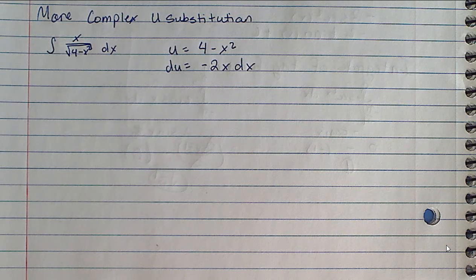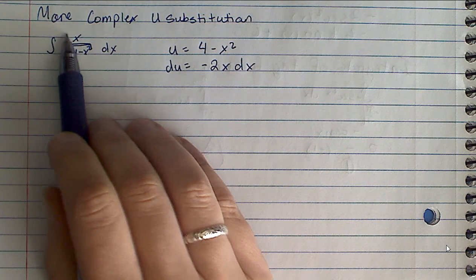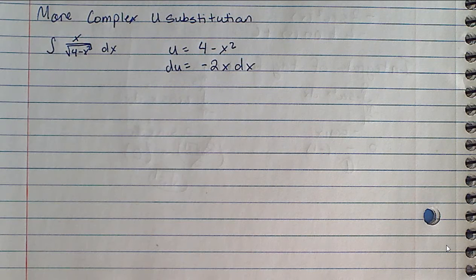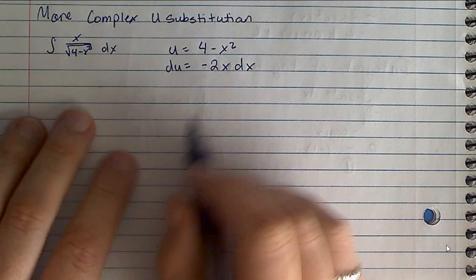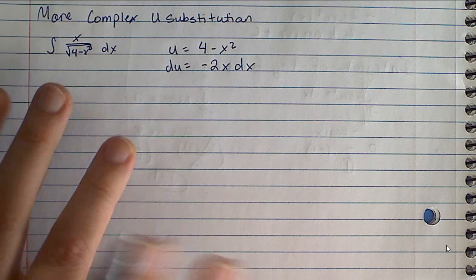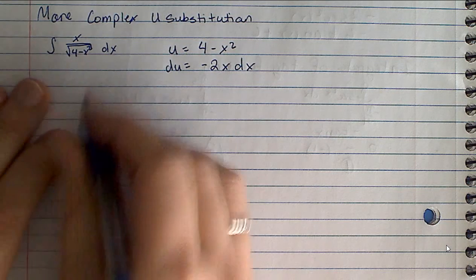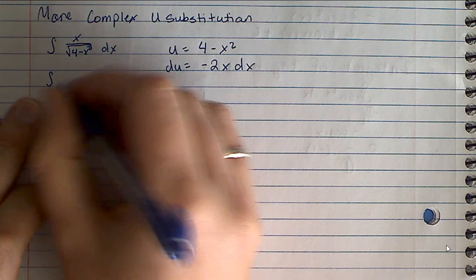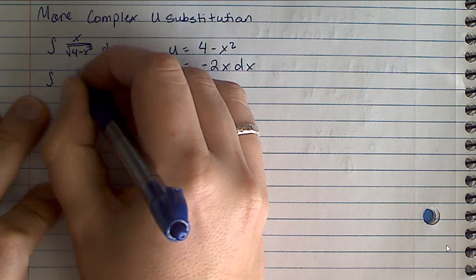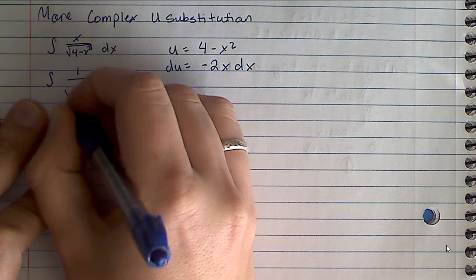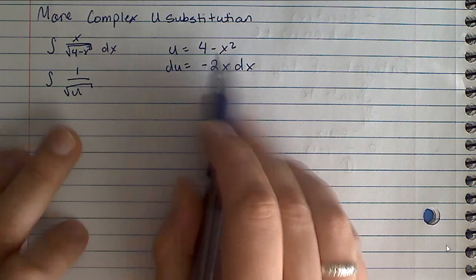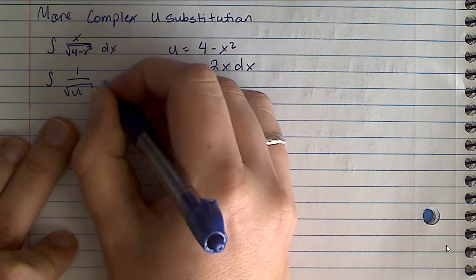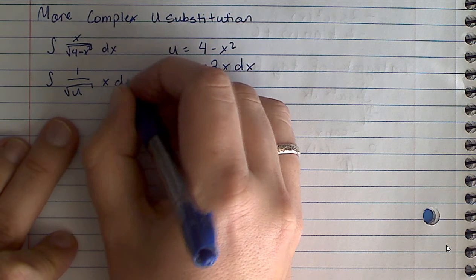So how much of the negative 2x dx is up here? Okay, hold on. Let me try to explain myself. So let's do this at least. I've got my integral here. I'm going to move the x out of that. I'm going to replace this with 1 over the square root of u, because I'm replacing 4 minus x squared with u. And then I'm going to put the x down out here so that it's x dx. Are you guys with me on that?